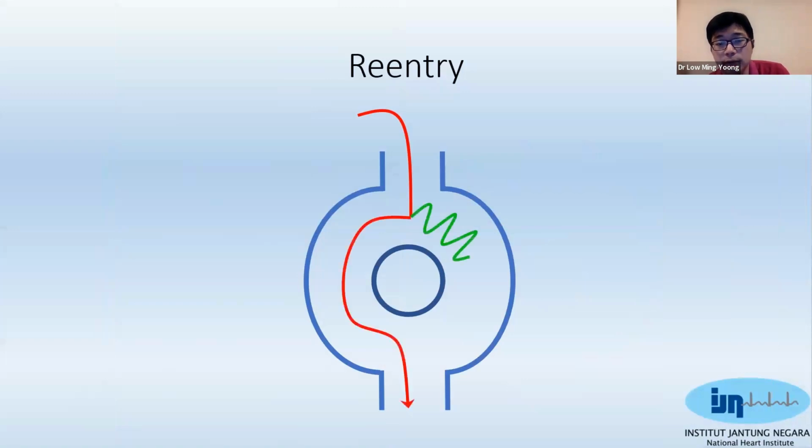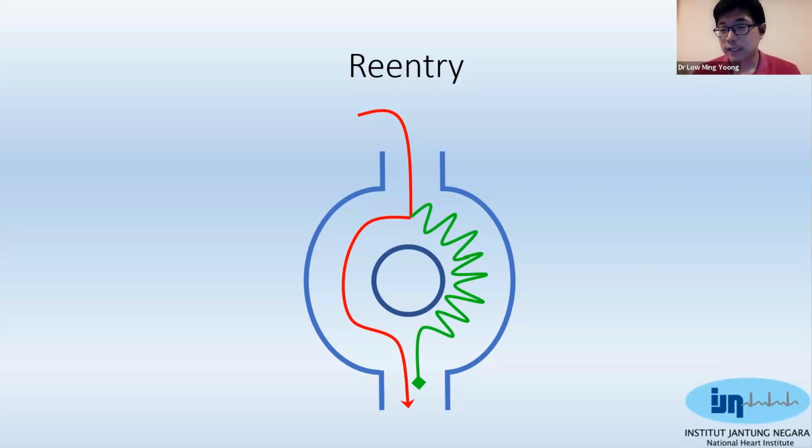So it conducts down both. But of course, it conducts down faster in the fast pathway because it depolarizes faster. So these slow pathways actually meet this tissue that is already depolarized by the fast pathway. So the tissue is in refractory period and it ends there. Okay, this is normal conduction.